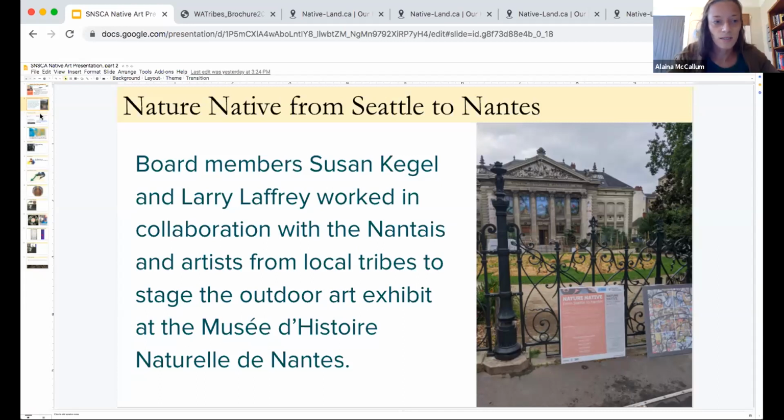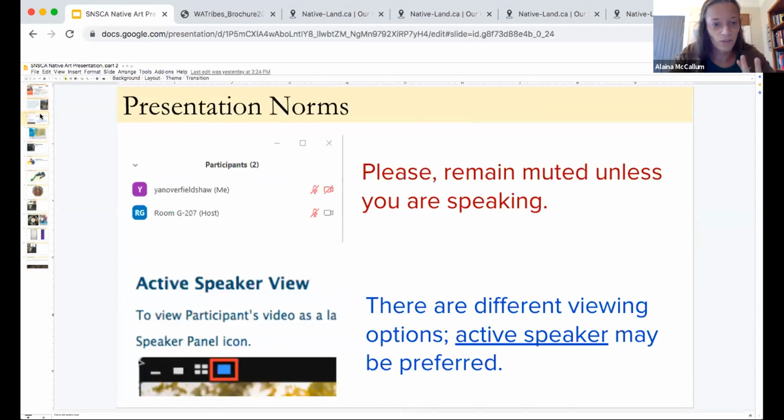So, presentation norms: we're a very small group, so it's pretty fine, but in general, if you're not talking, it's often helpful to mute. That prevents any background noise. Also, if you're not familiar with Zoom, there's an option to look at the active speaker, which should look something like this, a large blue box. That makes the screen larger for the person that's talking, as opposed to a grid system. You can view the meeting however you desire, but sometimes that is helpful.